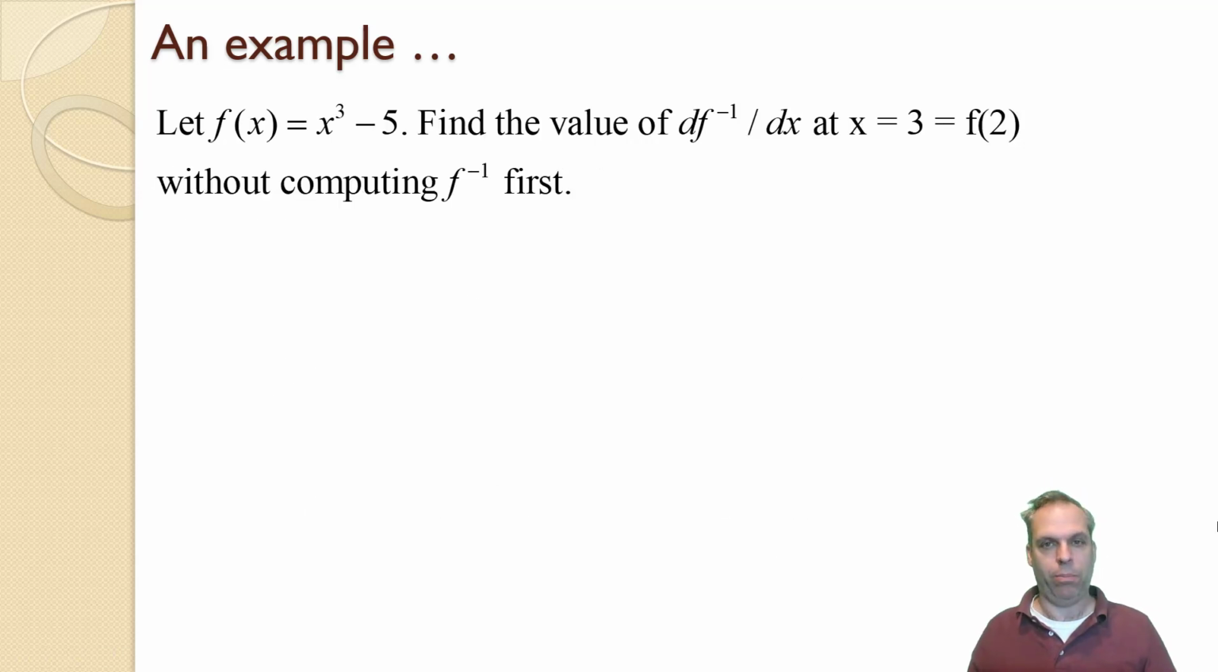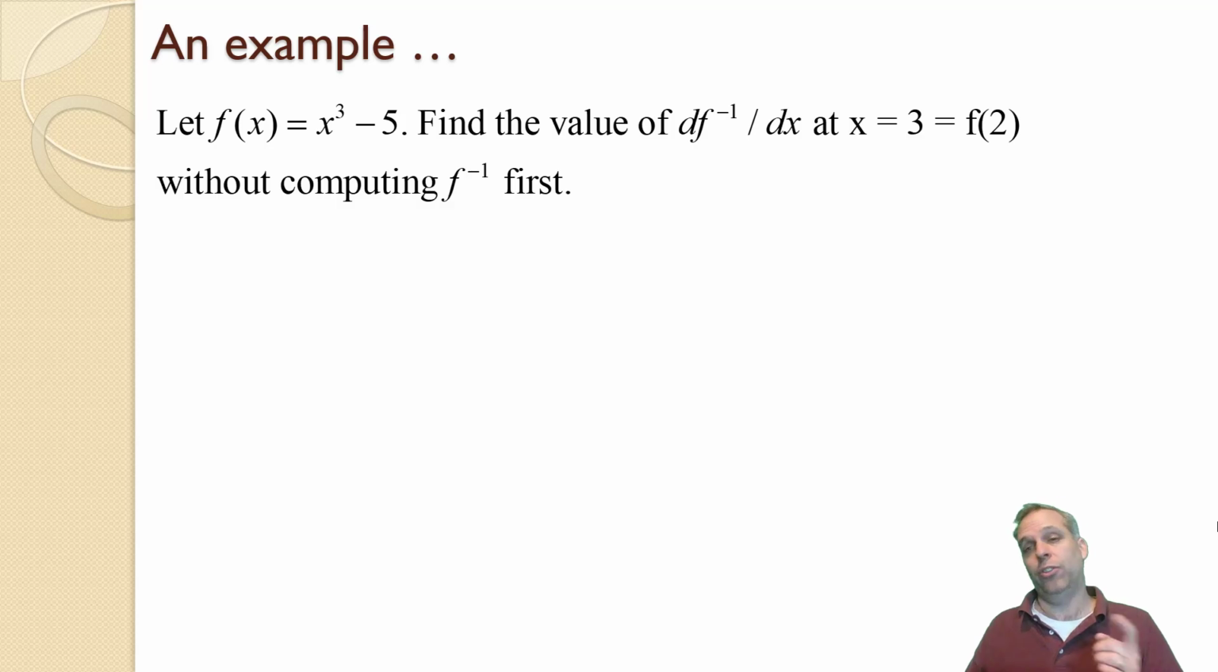Let's do another example, but this time let's do a problem where I don't find the equation for the inverse first, and I'll still be able to find its derivative. So I'd like to know, if f of x equals x cubed minus 5, what is the value of the derivative of the inverse of that function where x is 3? Now, if the input for the inverse is 3, that means the corresponding input for the function must be 2 because f of 2 is 3. I know that because if you just plug in 2, you get 3.